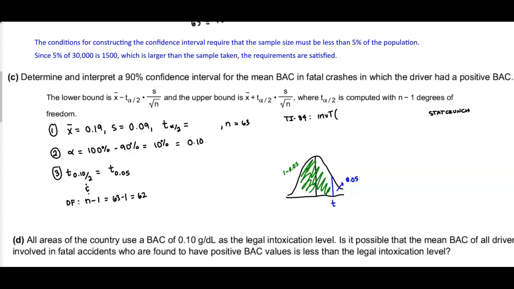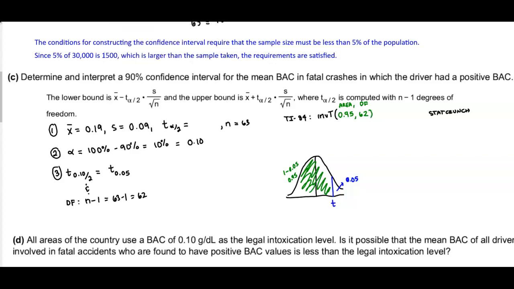So up here, since this is 0.95, then we're going to put in 0.95 as our area, because we have our area that goes first, and then we're going to have our degrees of freedom. And our degrees of freedom we know is 62.